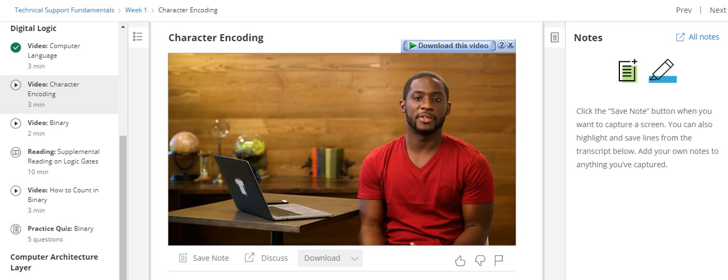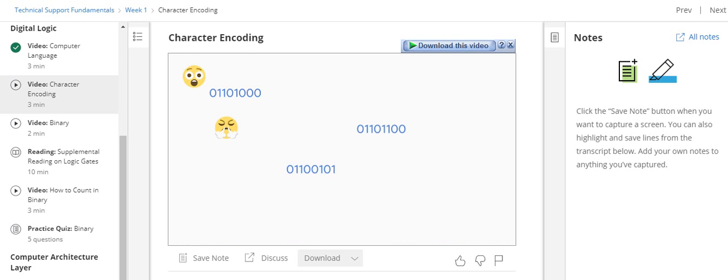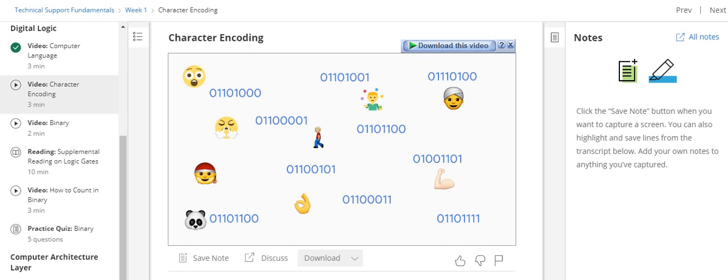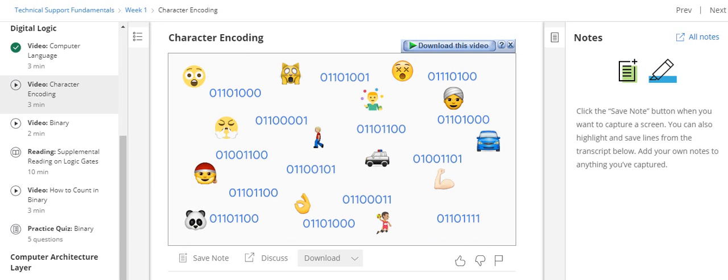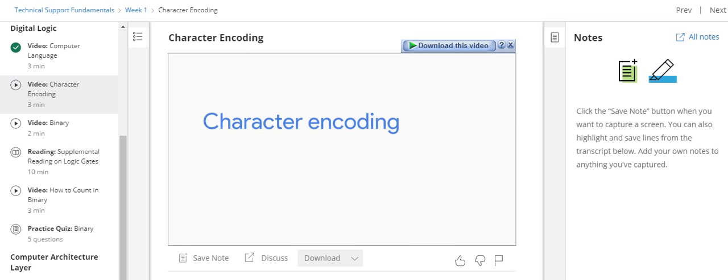Remember from the earlier video that a byte can store only zeros and ones. That means we can have 256 possible values. By the end of this video, you'll learn how we can represent the words, numbers, emojis, and more we see on our screens from only these 256 possible values. It's all thanks to character encoding.